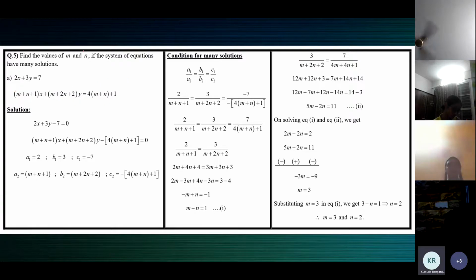And how do you take the constant to the other side? Just enclose it in a bracket. Enclose this in a bracket like this. Put this in a bracket and take it to this side with a minus. That's all. You can see it here.